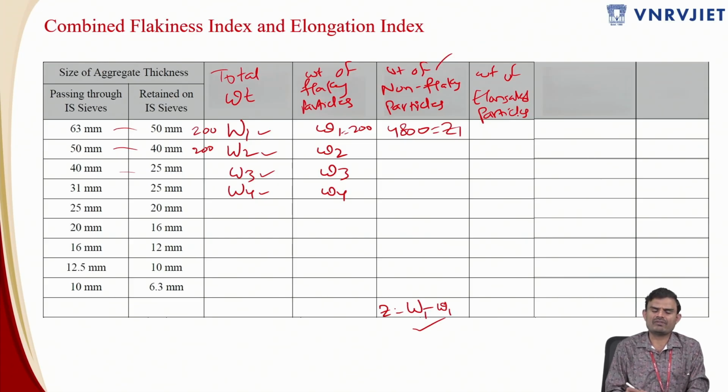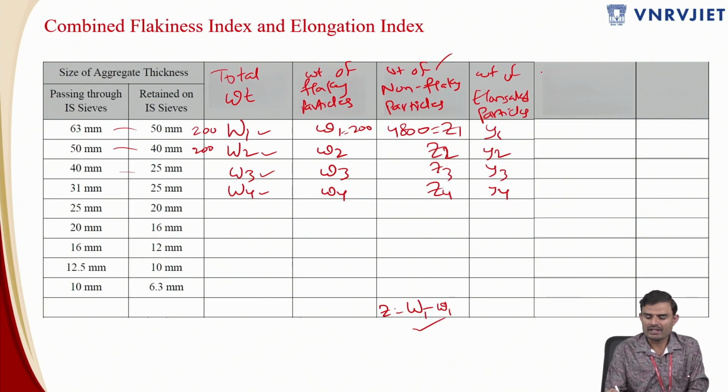On the particles which are non-flaky, you are supposed to conduct the elongation test and you will get some elongated particles. Let the weight of the elongated particles in each and every sieve be Y1, Y2, Y3, Y4 and so on. Let the non-flaky weights be Z1, Z2, Z3, Z4 in each and every respective sieve range. Z1, Z2, Z3 are non-flaky aggregate particles in each and every size range. Now you have the weight of the elongated particles Y1, Y2, Y3, Y4 like that.